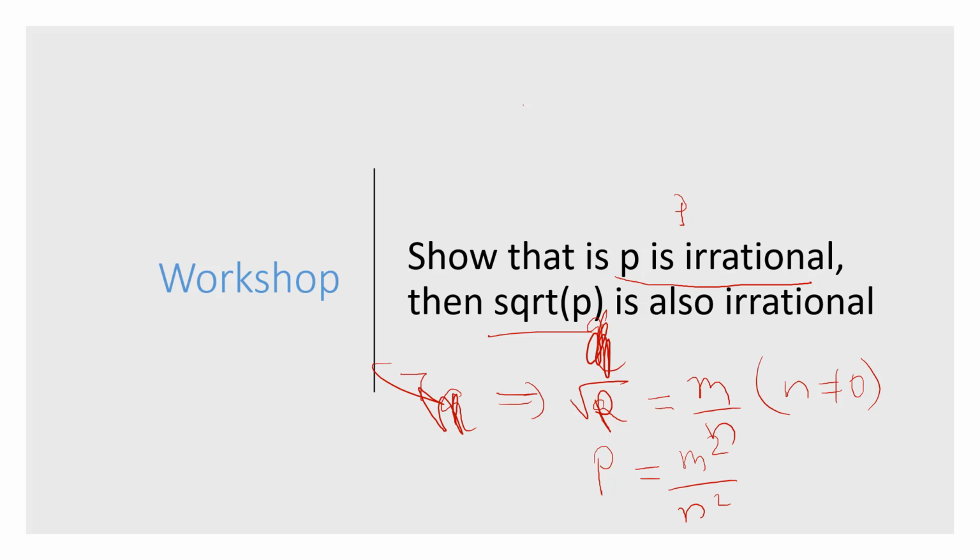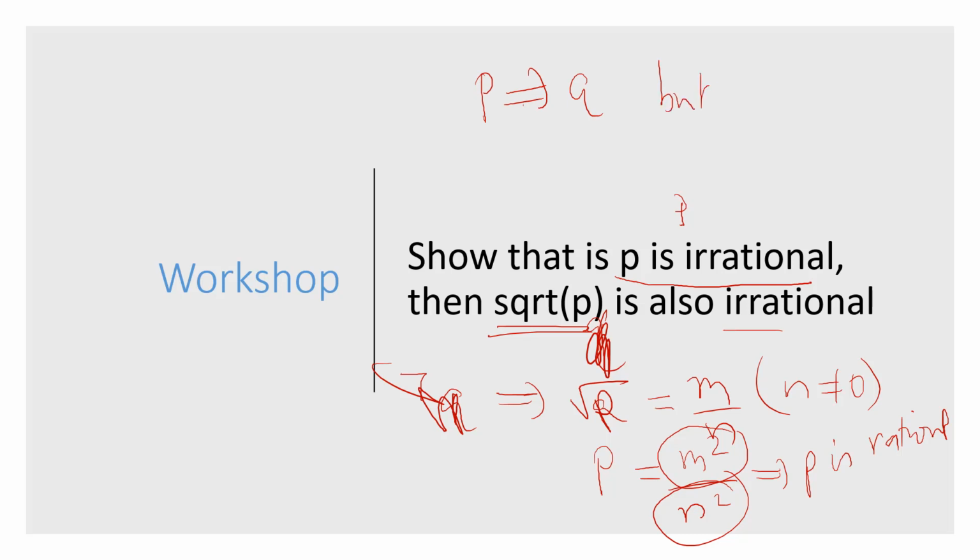Right? So in this case I just got p. If m and n are integers, m squared and n squared are integers, this implies that p is rational. So what we just showed was that if square root of p is rational, then p is rational. So this means that the opposite is true. You can say then if p is irrational, then square root of p is irrational. So in this case, we want to show p implies q, but we show the opposite because it's easier to show. So show that not q implies not p.